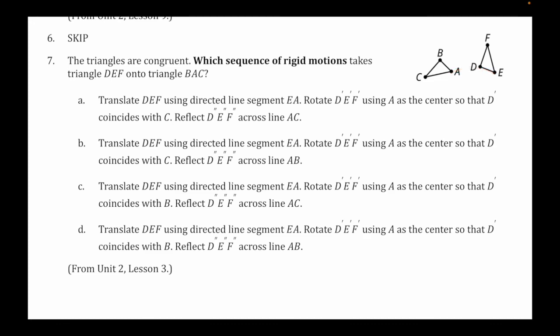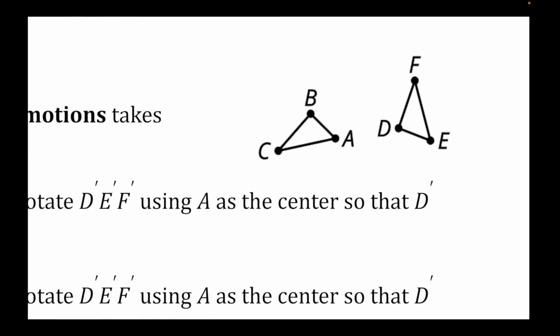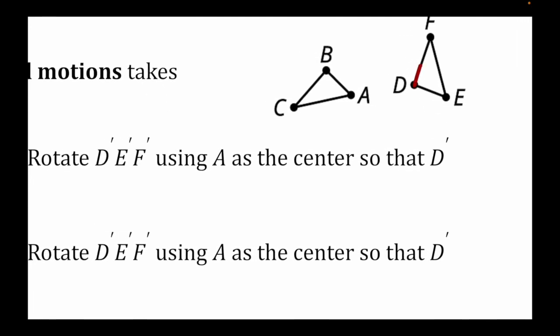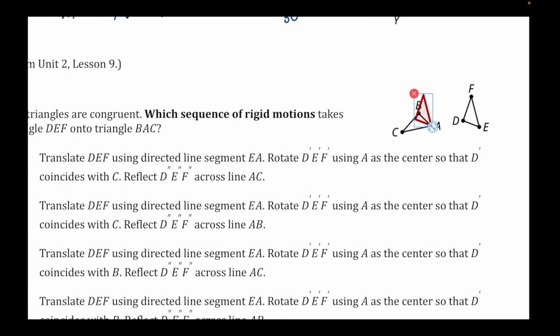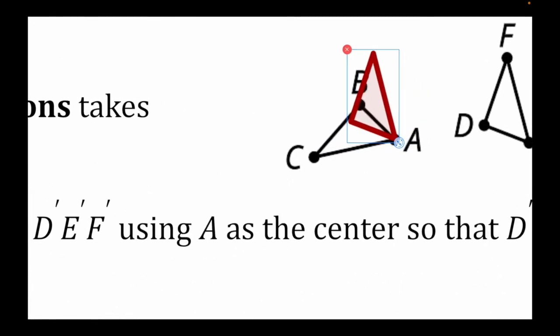I'm going to actually just draw over this so that I can imagine it myself. And I'm going to use some red lines here because red will stand out better than blue or the black marker I normally use. Okay. So what they're saying is take this and translate E so it lands on A. It would look something like that. Then we want to rotate using A as the center so that D prime is going to coincide with C. Well, I see a problem here because D prime would be this little chunk, and I cannot rotate that so it lands on C.